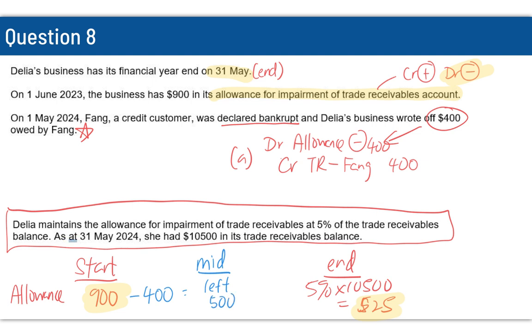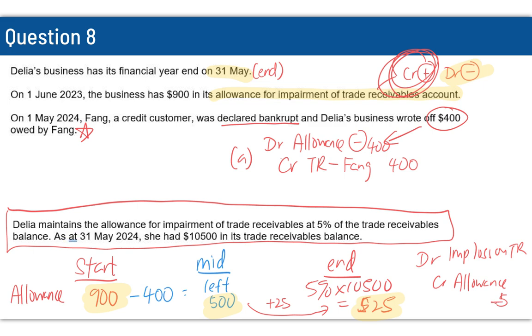So from 500, now you analyze, okay, this $500 represents an increase of $25. So from 500 to 525, you require to plus 25. So to increase your allowance, you need to credit your allowance. From the start we identified credit plus is allowance, and then we will debit impairment loss on trade receivable, and the amount will be $25. Okay, so the timeline will be very useful here.